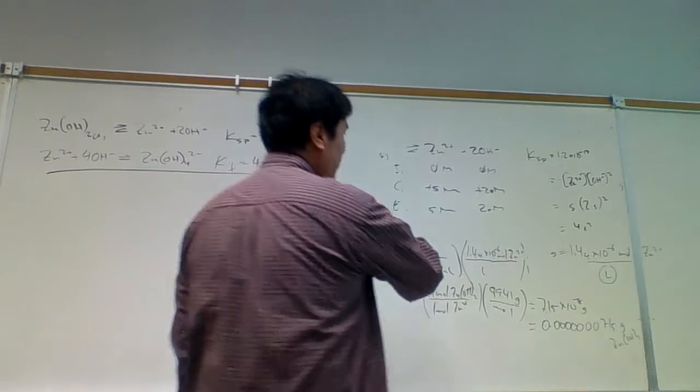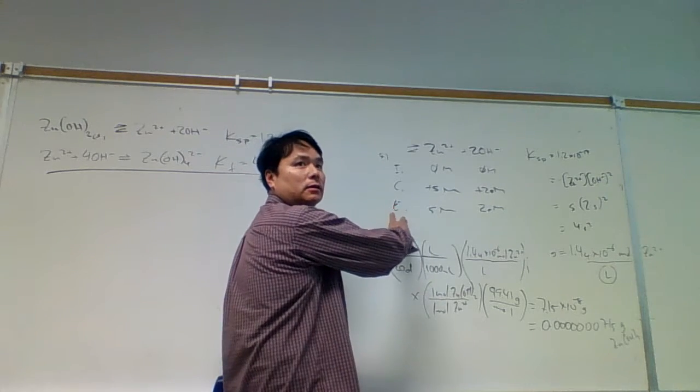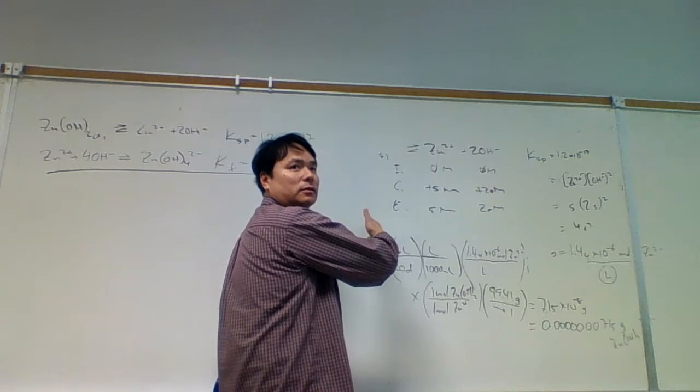We use S when we go left to right in a Ksp. We use X when we go right to left.